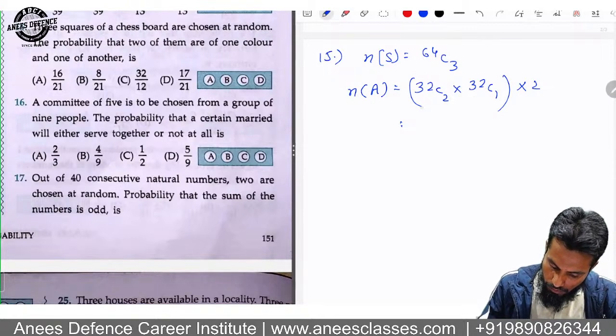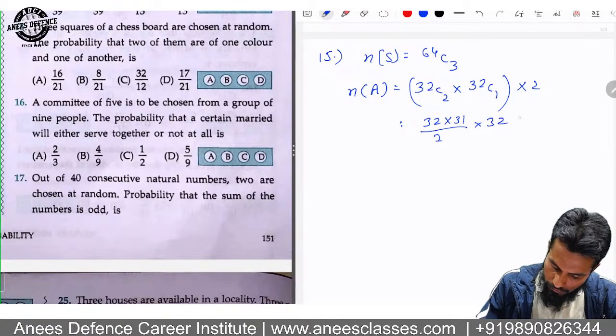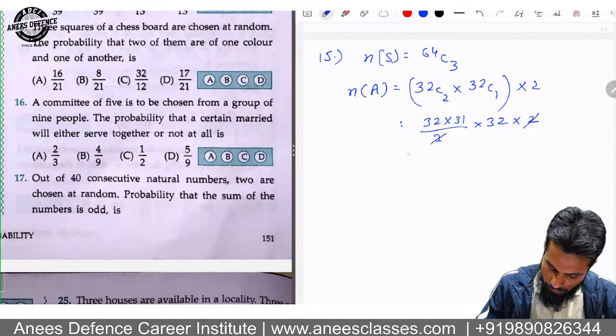So its value will be equal to 32 multiplied with 31. Yes, options you can see, check which is the correct option. These two and these two will cancel each other. So you got 32, 32, 31.